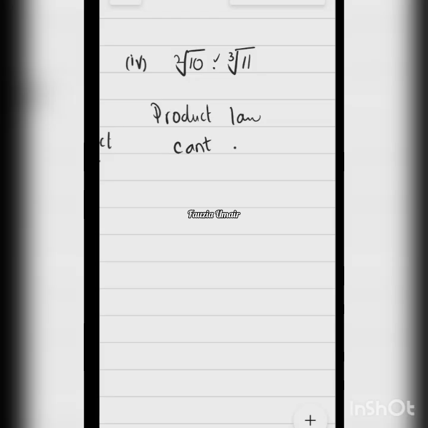so just write down the reason. Product law cannot be applied. Why can it not be applied? Because the index is not the same. All right, so you will just write this as the answer.